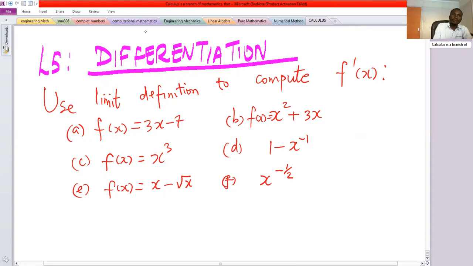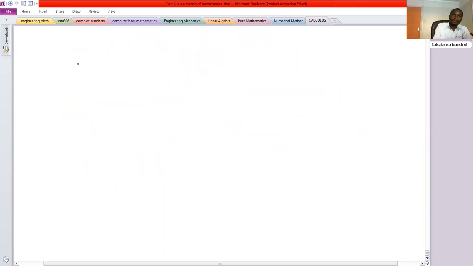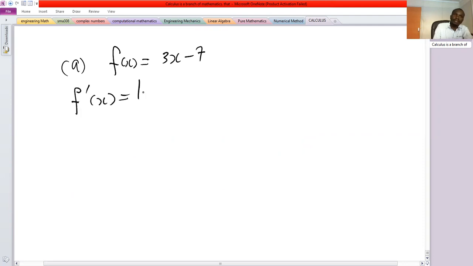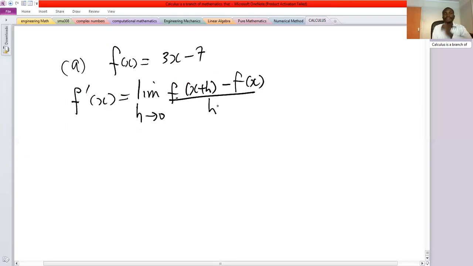So, solution. Part A, the function is f of x equals 3x minus 7. Now we know that f prime of x is given by the limit as h approaches 0 of f of x plus h minus f of x, divided by h. This is the definition of the derivative.